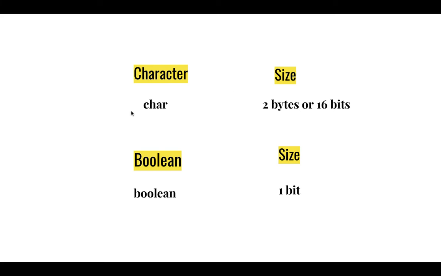Character and its size. Char is 2 bytes, 16 bits, to represent a character. Boolean and its size: boolean is 1 bit, to represent logical values. Except boolean and char, all remaining data types are considered signed data types because we can represent both positive and negative numbers.